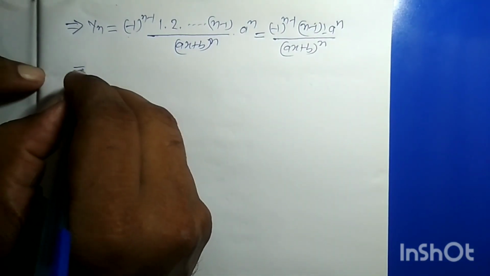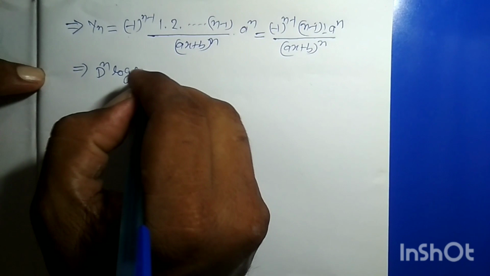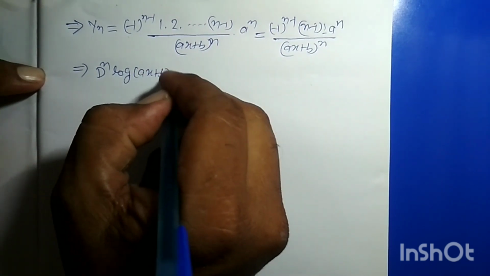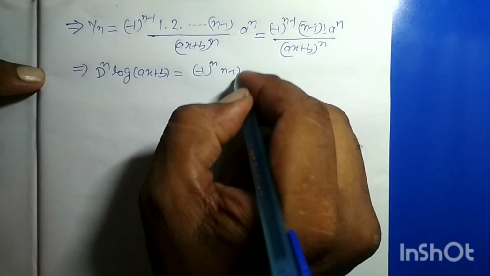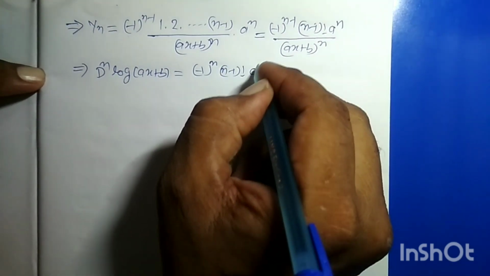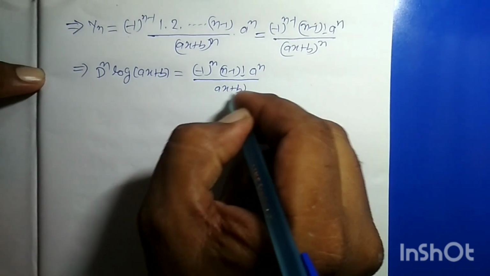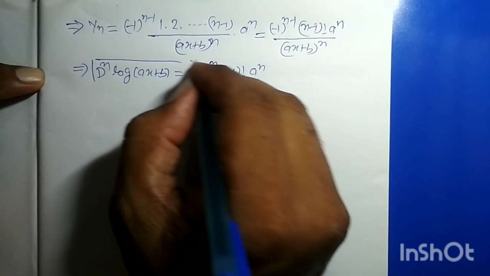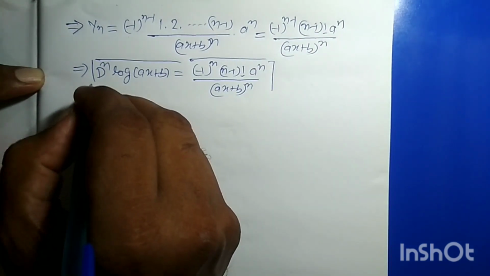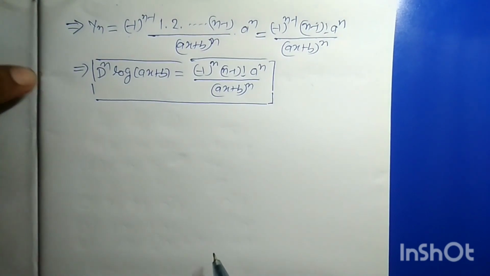It means d^n log ax plus b is equal to minus 1 की power n minus 1 factorial a की power n upon ax plus b raised to power n. This is the standard identity for the function log ax plus b, I mean nth derivative of log ax plus b.